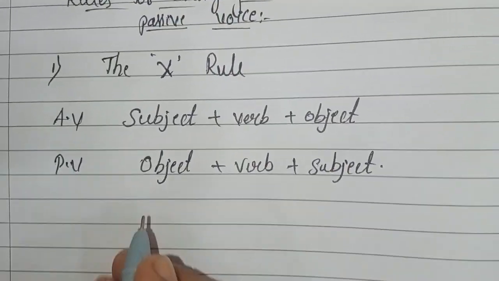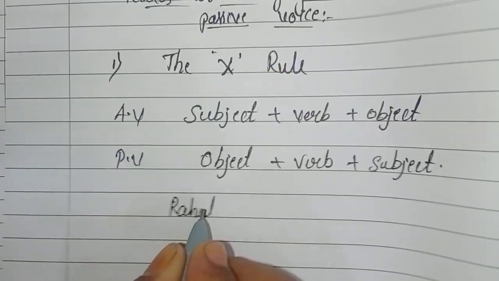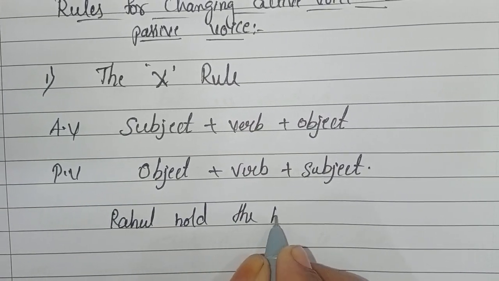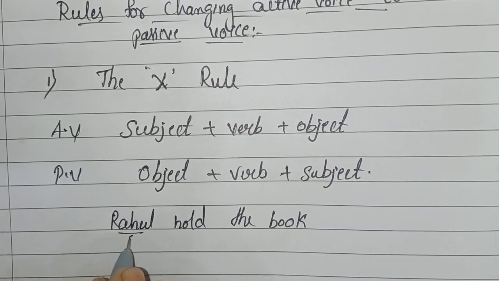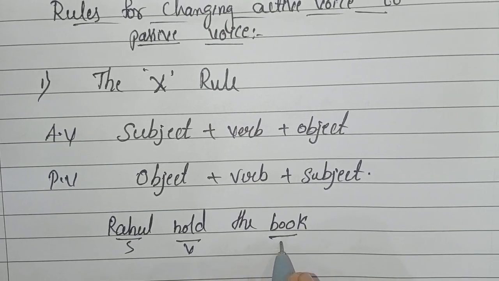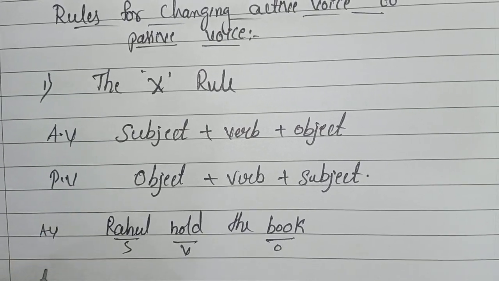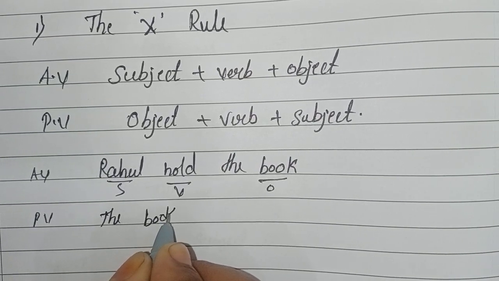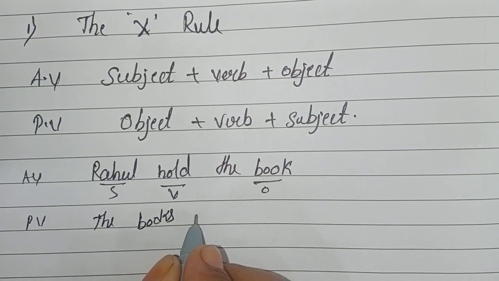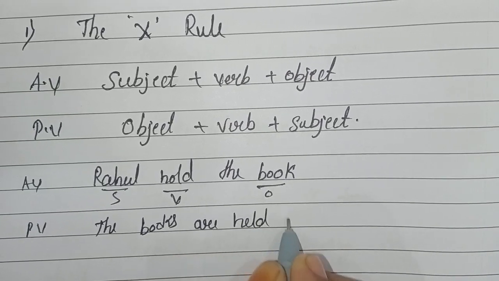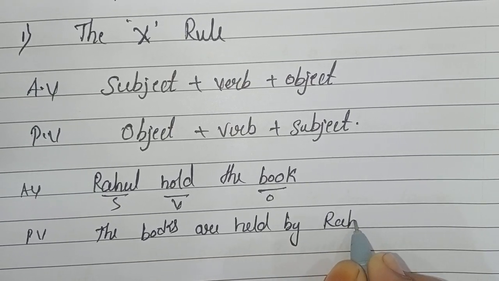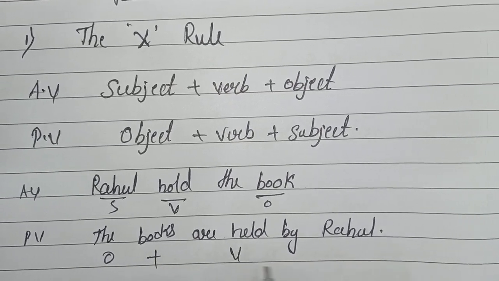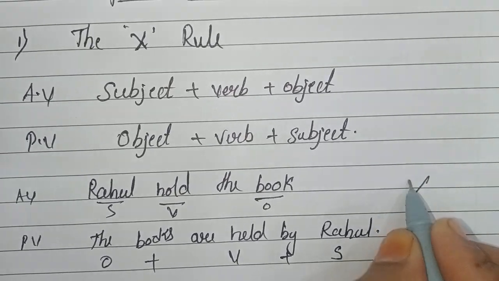I give one example. Rahul holds the books. Here subject, verb and the object. When we convert it into passive voice: the books are held by Rahul. Here we are using the formula O plus V plus S. This is the rule of X.